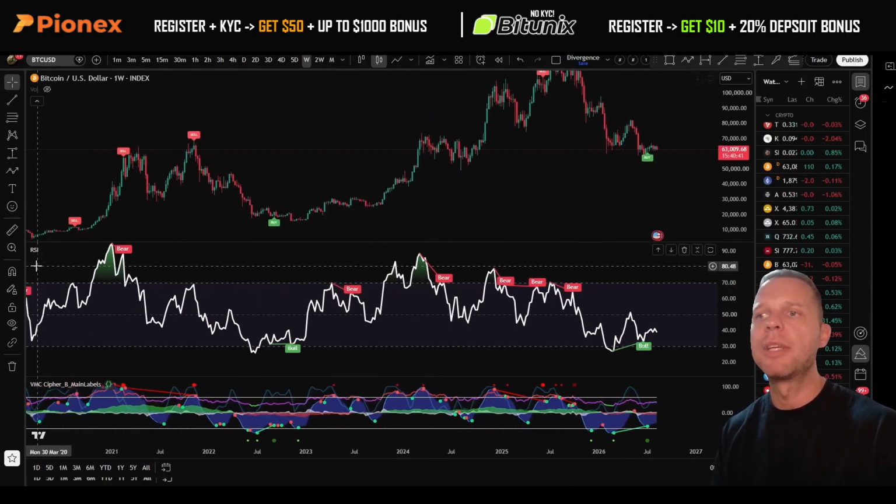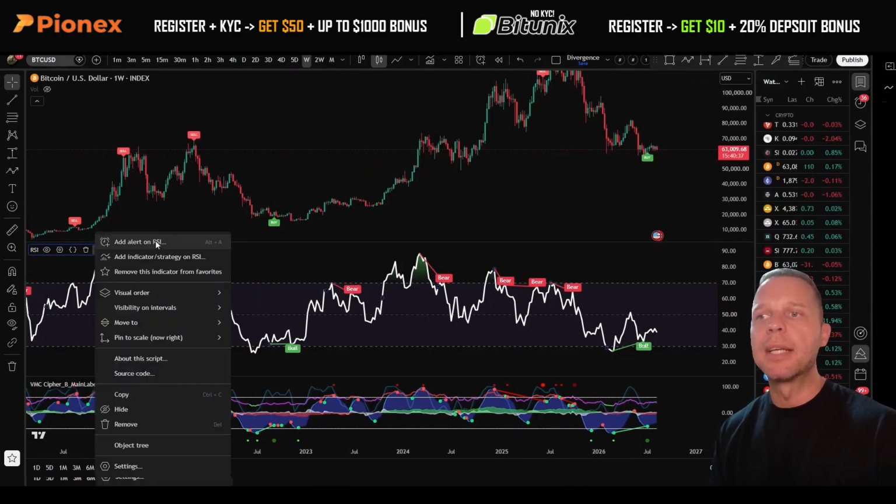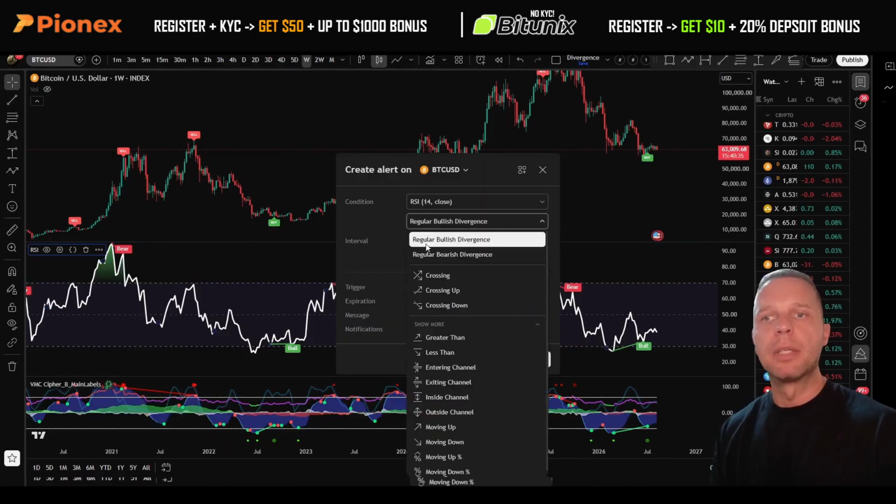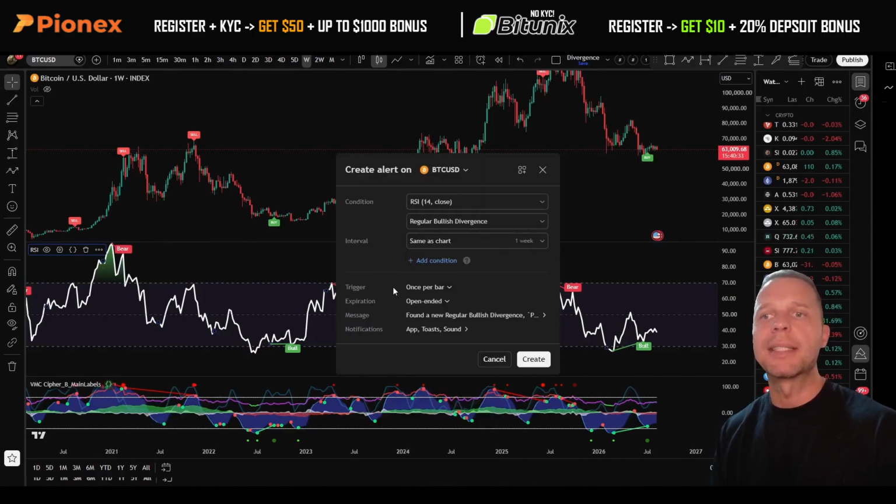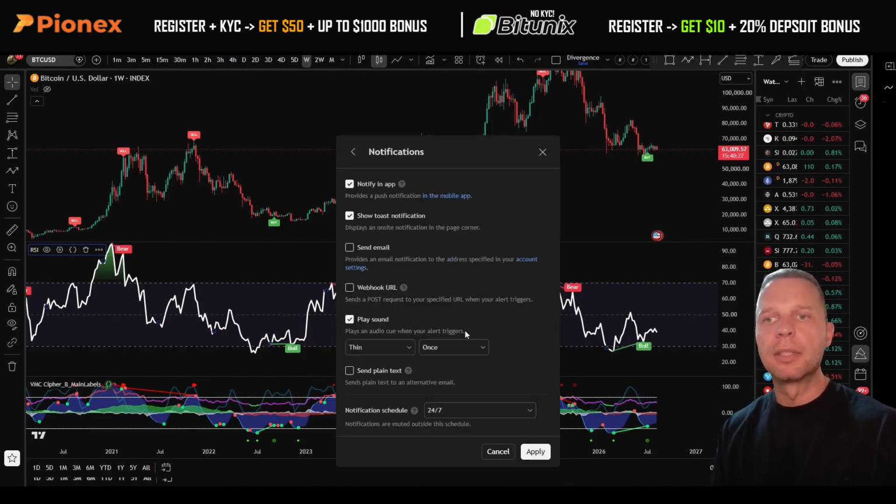How do I set up my alerts here? I go in here to the RSI, have the alerts in there, and can then have the regular bullish or regular bearish divergence outputted to me via an alarm. I would set it to once per bar in this case, and then also here, and then yes, the notify app, so that I also get it in the app, or play sound and toast notification.